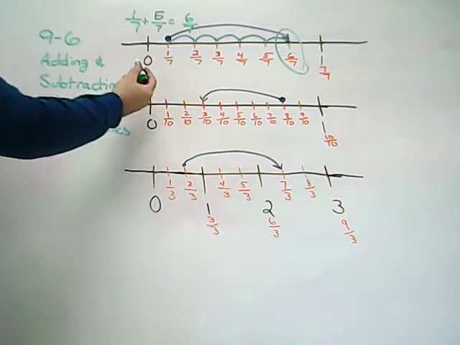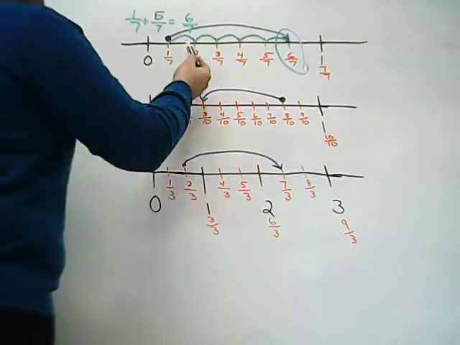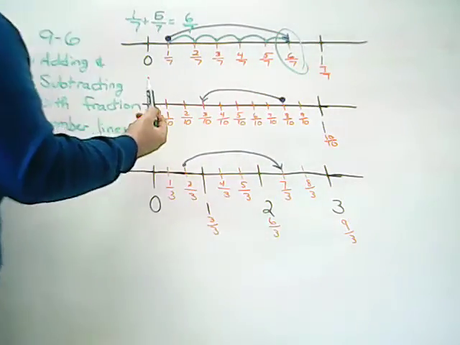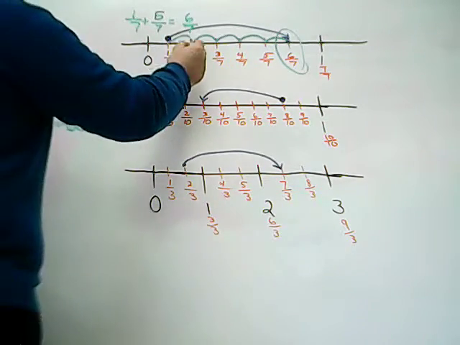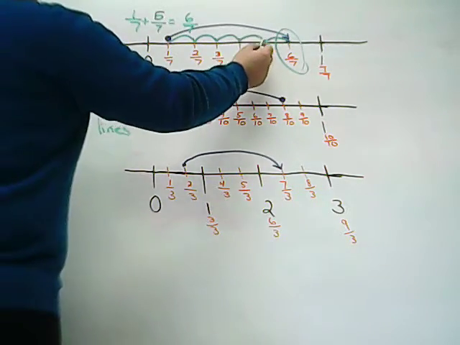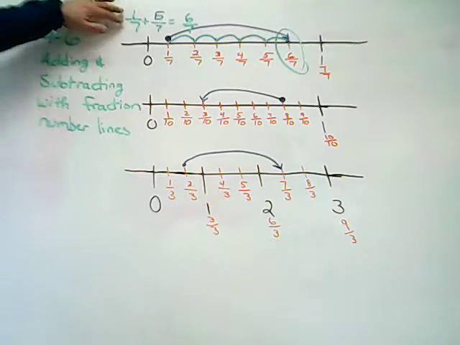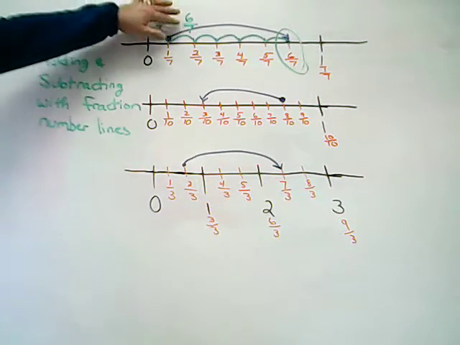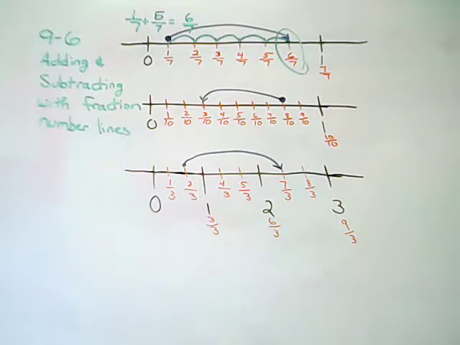And since I moved to a bigger number, I went from towards the 0 to the whole number 1, I'm going to add. So it took me 5 hops to get to 6/7. Double check yourself. 1/7 plus 5/7 does in fact equal my final destination of 6/7. Pretty simple, not too bad.